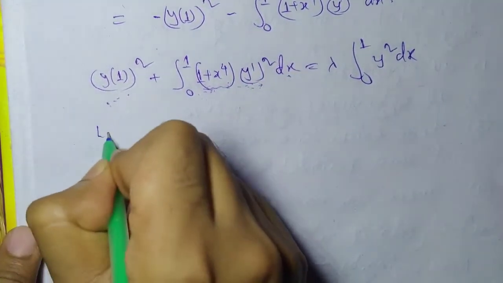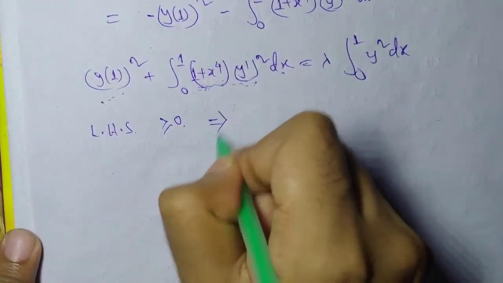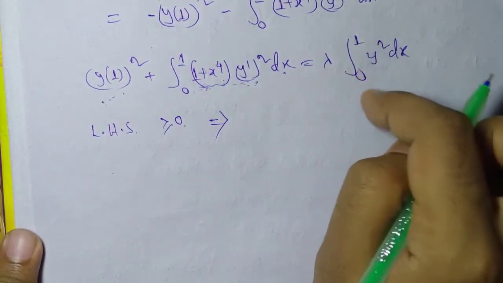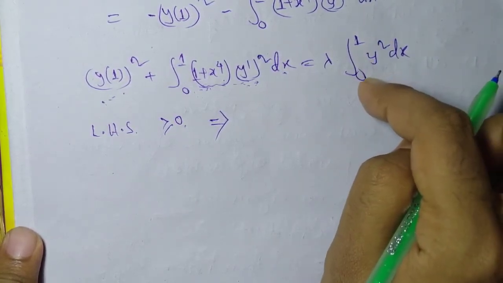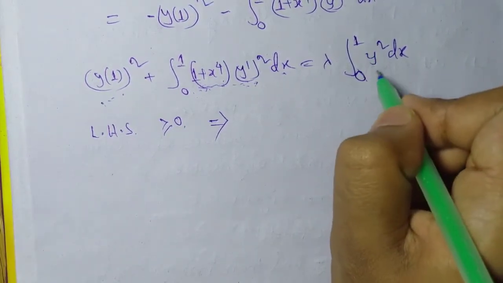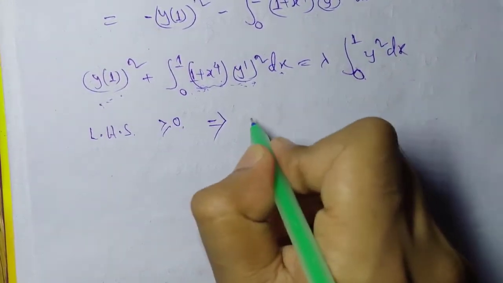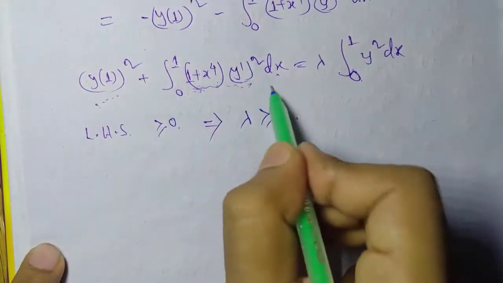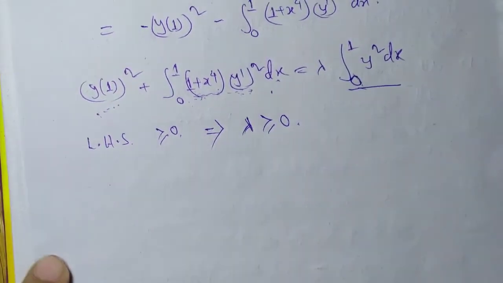From this we obtain that the left hand side is greater or equal to 0. The right hand side is λ times the integral from 0 to 1 of y^2 dx, where the integrand y^2 is non-negative, so this integral value is also greater or equal to 0. Since the LHS is greater or equal to 0 and this integral is also greater or equal to 0, λ is also greater or equal to 0.